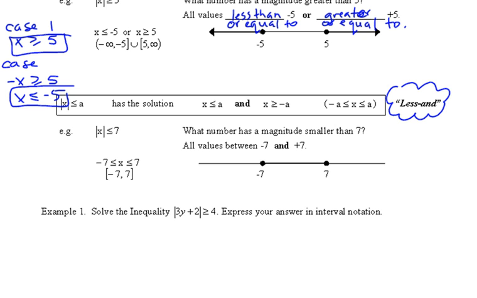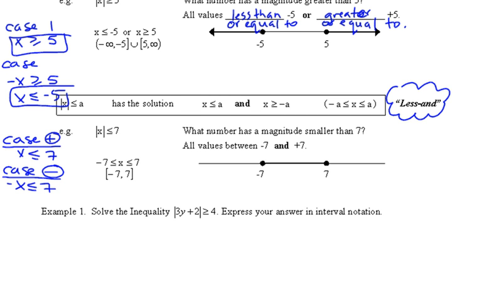So what numbers have a magnitude smaller than 7? It'd be the values between negative 7 and 7. So when we have less than, if I dealt with my 2 cases, you have the first case, the positive case. X is less than or equal to 7. And then you have case 2, negative. X is less than or equal to 7.